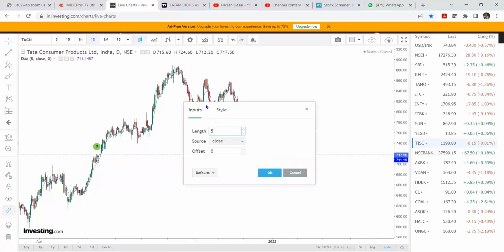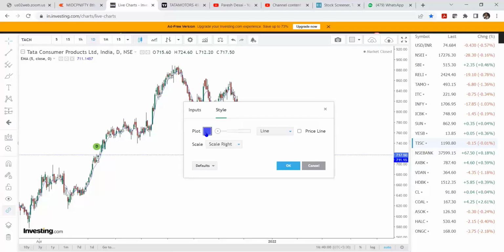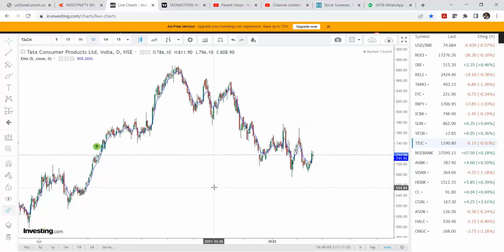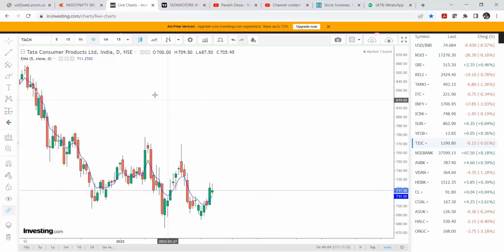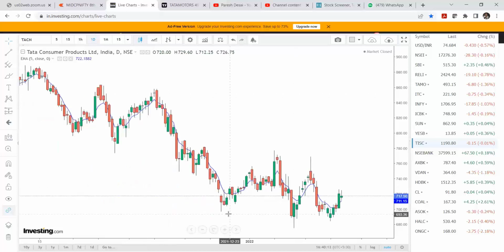You can change the colors also. In Style, if you want to change the color or thickness, you can. And this is how you'll get the moving average. This thin blue line which you see is the moving average. Now let us see a stock, let us say Tata Consumer Products. If I see this price, it has come above the 5 EMA. The average of the last 5 days, like 1 2 3 4 5, is what you are looking at, and the price is now doing better. That is just one concept.